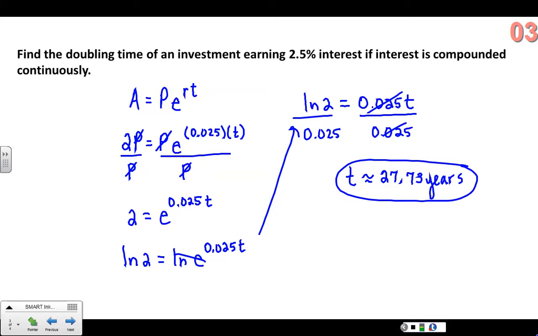So if I put an investment in that's compounded continuously, and the interest rate is a low interest rate, like 2.5%, that's how many years it will take me to double the amount that I put in.